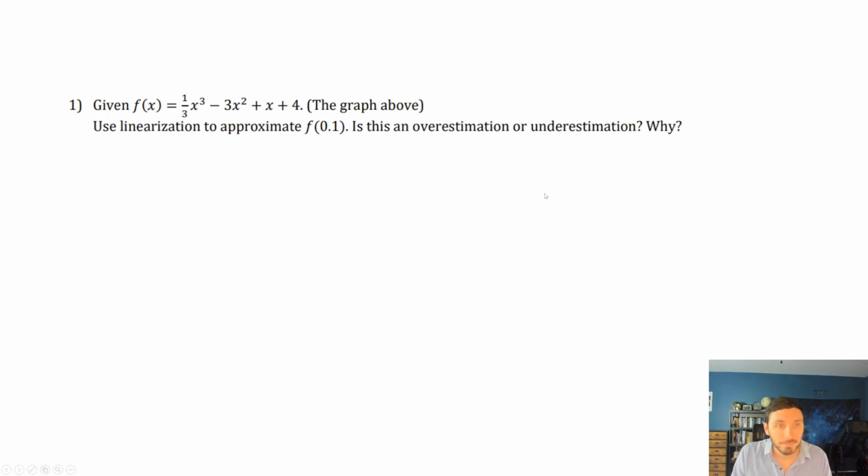All right, so let's just give it a go. Use the tangent line to approximate f of 0.1. Is it an over or underestimate? So what you're going to want to do here is this. Find the tangent line at the nearest integer value to whatever you're trying to approximate. So in this case, 0. Find the tangent line at 0. Then find its concavity within that interval from 0 to 0.1. So if it's concaving up during that time, then it would be an underestimate. If it's concaving down, it's an over. Let's give it a go.